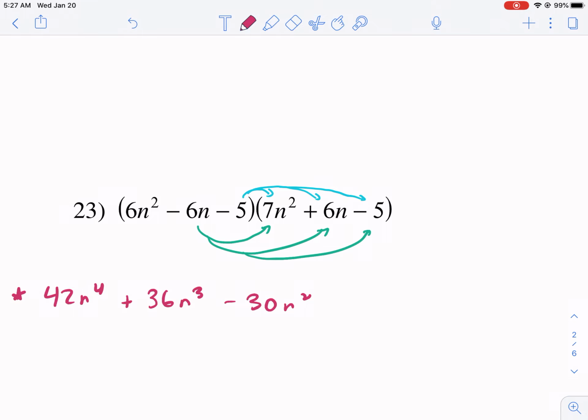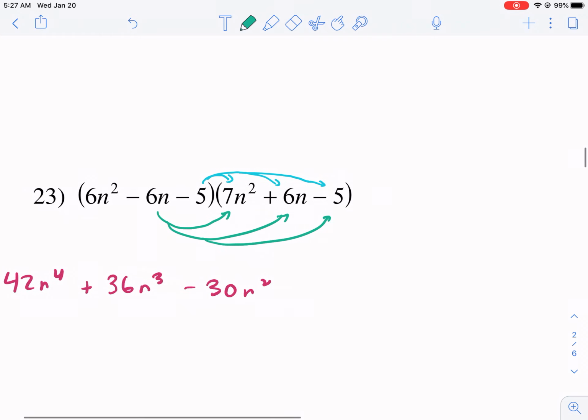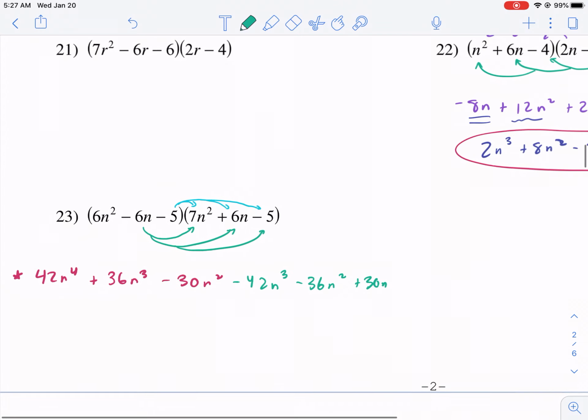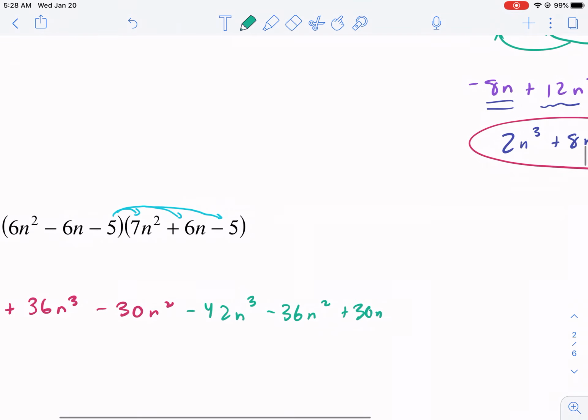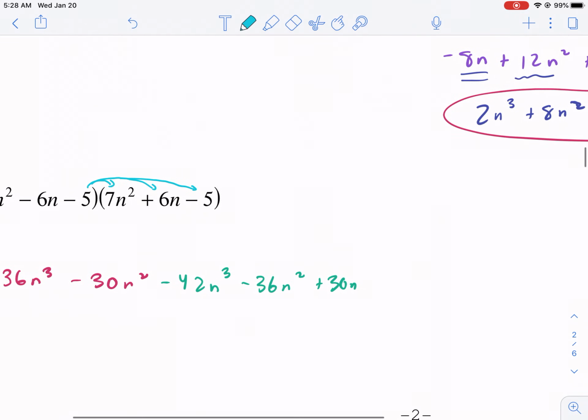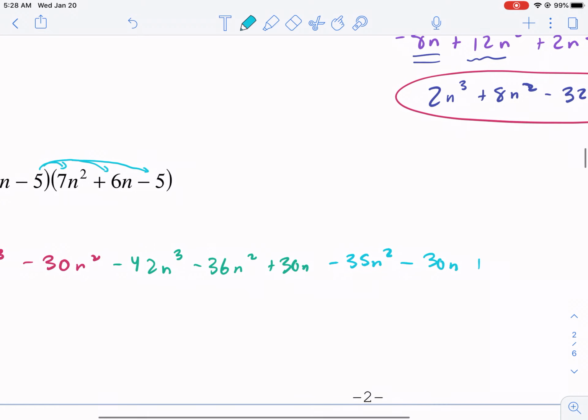Now I'm on to the green. That's next. So now I have negative 42n cubed. Now I have it to the next one, minus 36n squared. And then last one, plus 30n. So again, this takes up a lot of space. Just take your time, be careful, and stay organized. And last one, we have negative 35n squared, minus 30n, and then plus 25.